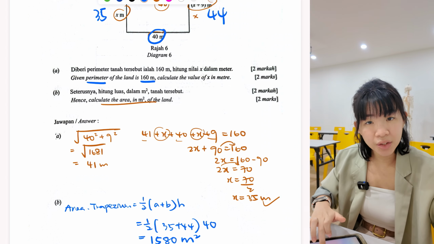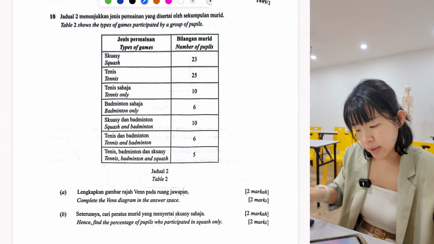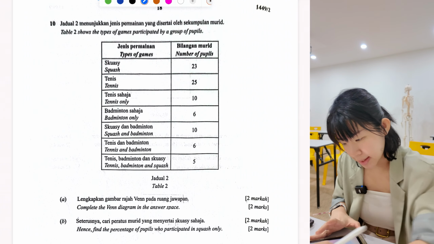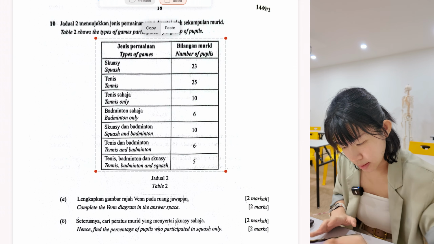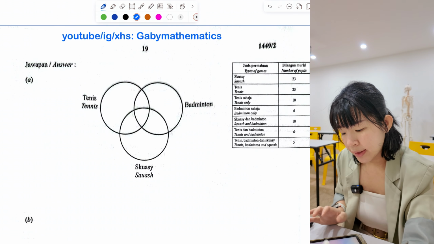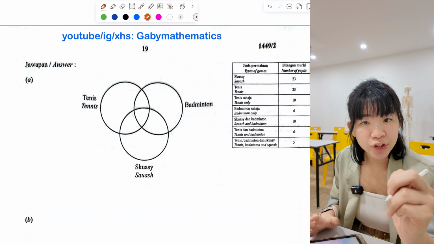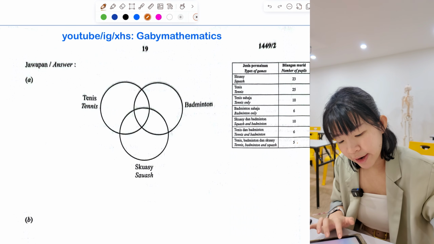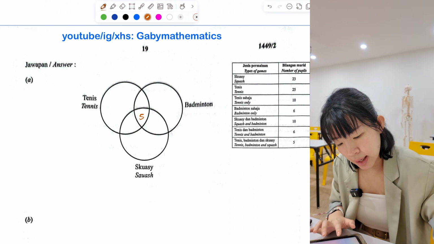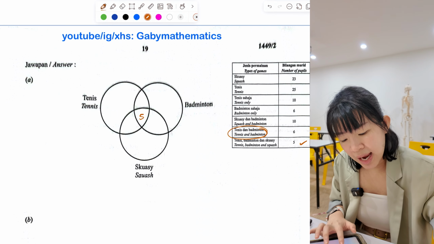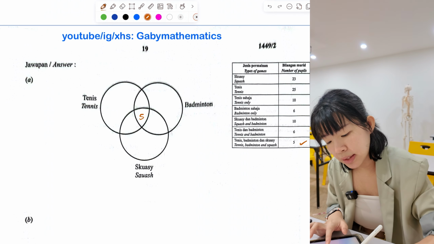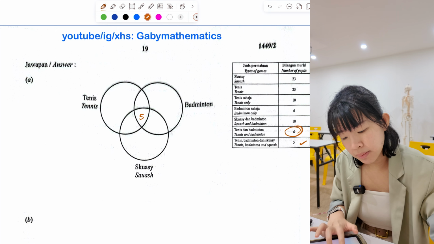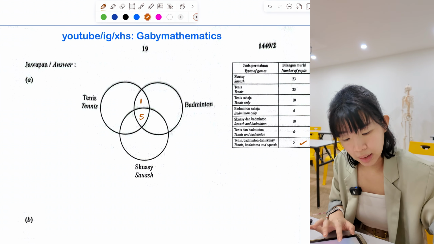Let's go. Last question in Bahagian A, question 10. They show us the type of game participated by a group of pupils. Complete the Venn diagram in the answer space. When we fill in this Venn diagram, we always start with the intersection of all 3 games first. So tennis, badminton and squash, 5 people. Put it in the middle. Then tennis and badminton: when they say tennis and badminton, it includes the 5. So 6 here, meaning we left 1.